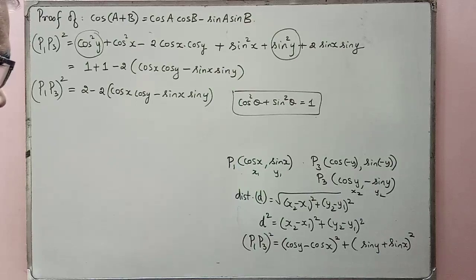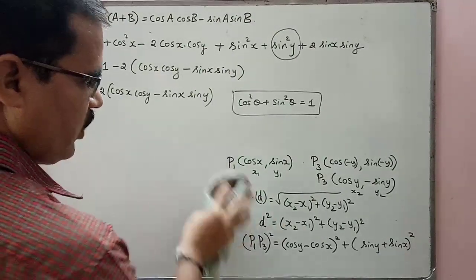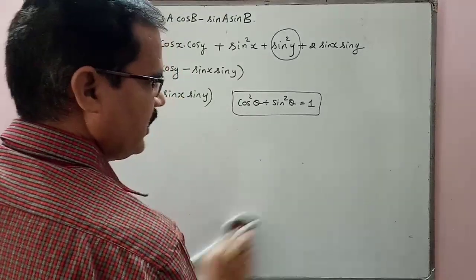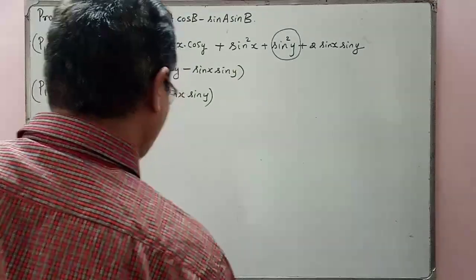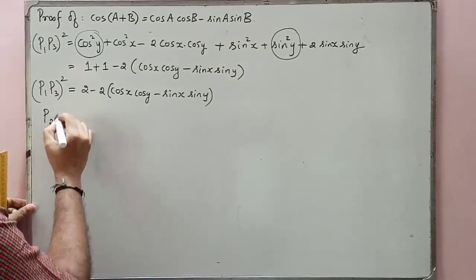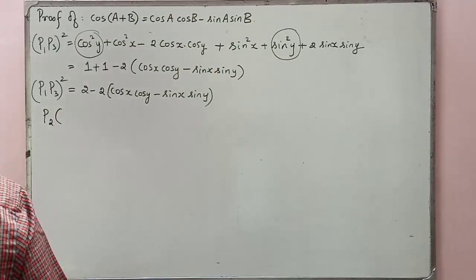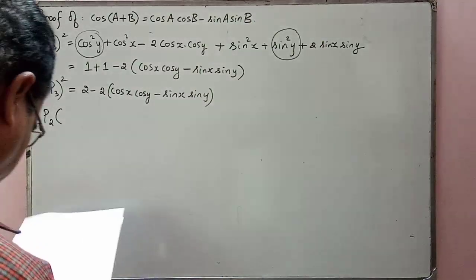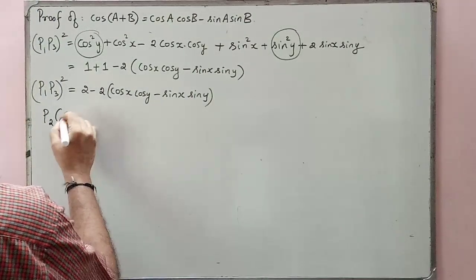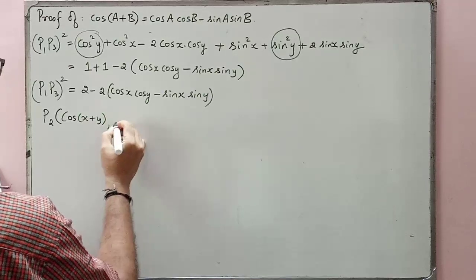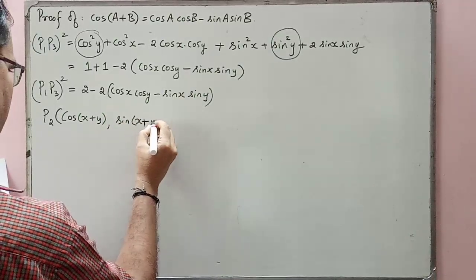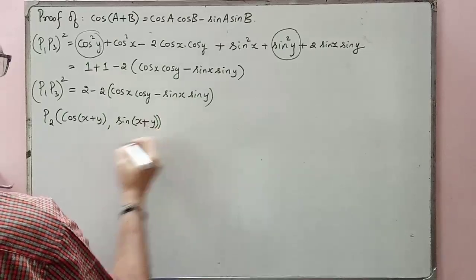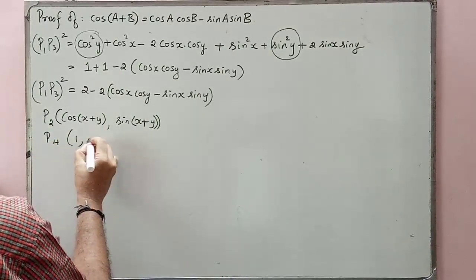Okay children. Now what is your next line segment you have? You have P2P4, correct? So P2P4 the whole square, we go with that. What are the coordinates of P2? You see the diagram and tell me. Sorry, I take a little time to find this. Cos of x plus y comma sin of x plus y. This is the coordinates of P2. P4, the coordinate of P4 is 1 comma 0.